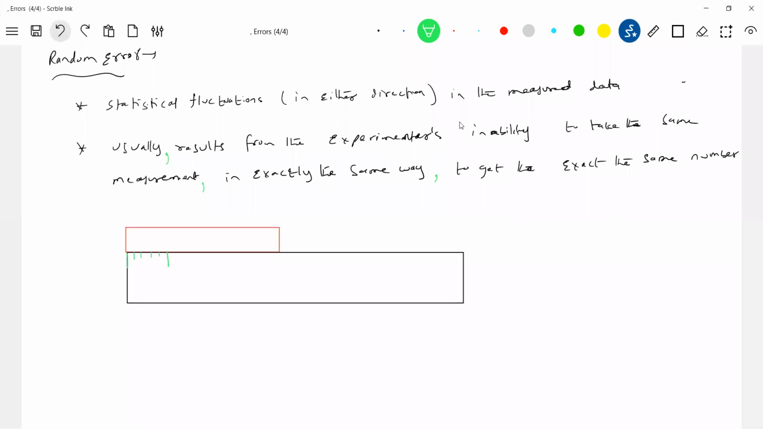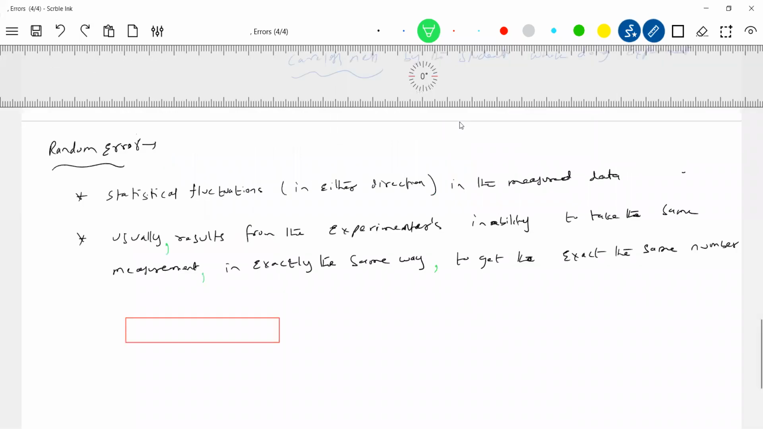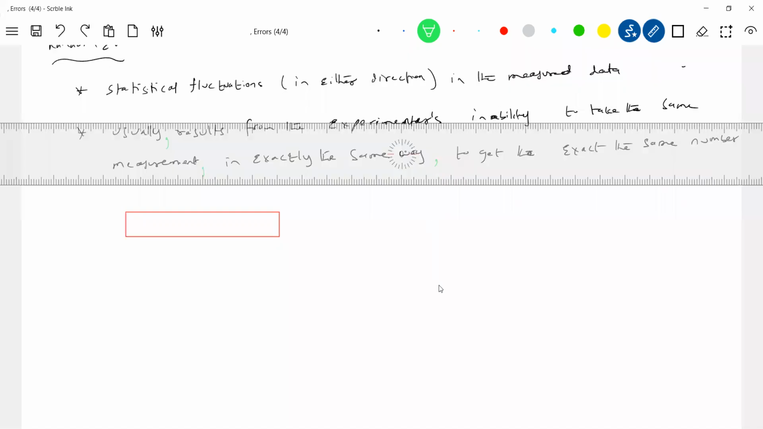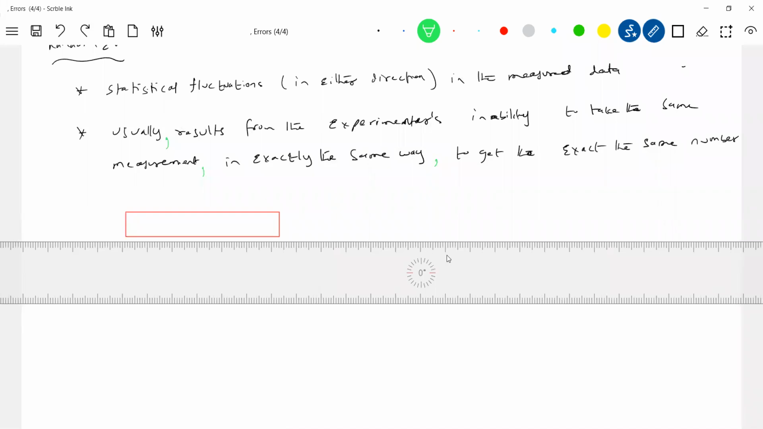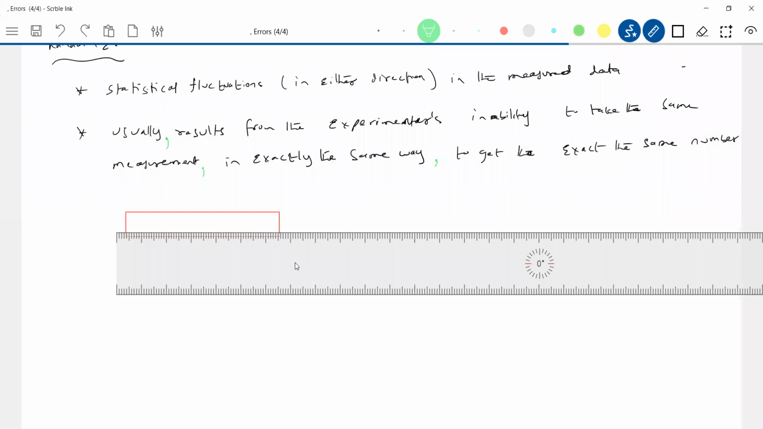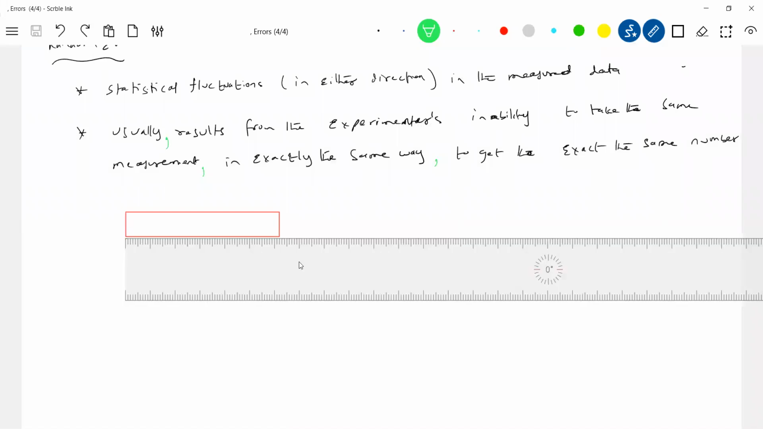I think I have a scale. This one, let me. I will do measurement here. So how much is it reading?